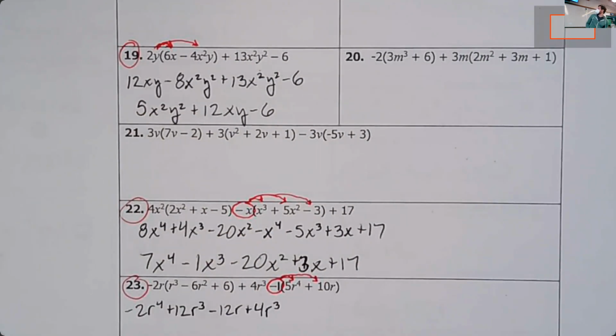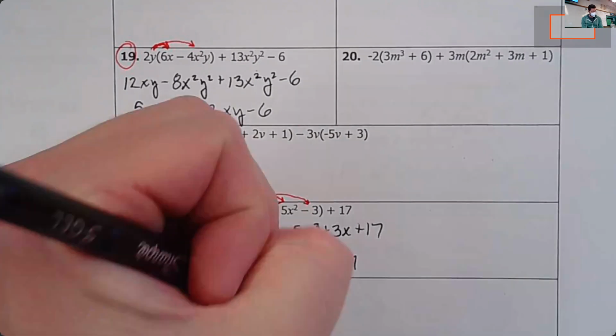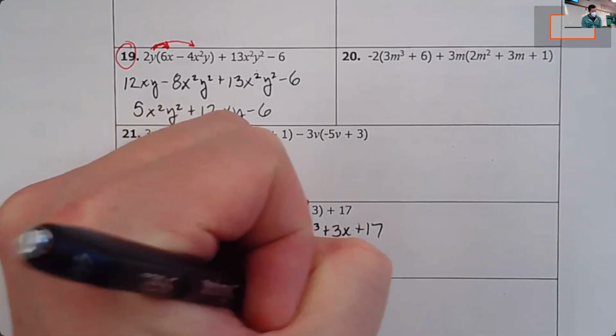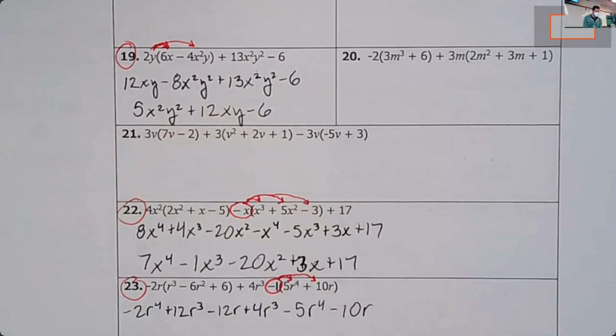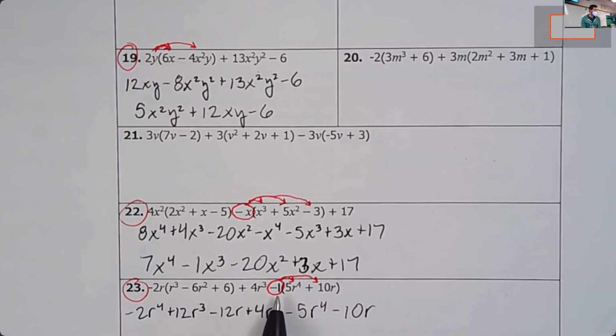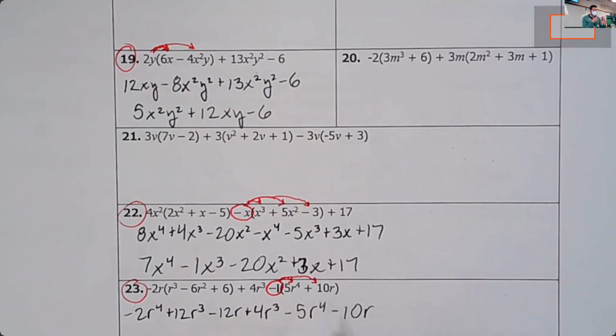And then we're going to distribute a negative 1. So negative 1 times 5r to the fourth would just be minus 5r to the fourth. And then negative 1 times 10r would be a minus 10r. So the thing that makes this one trickier is the fact that there's a plus after the first set of parentheses and then just a minus up against the second set. So visually, it makes it a little bit challenging to figure out what has to be distributed. It's the minus, which is a negative 1.